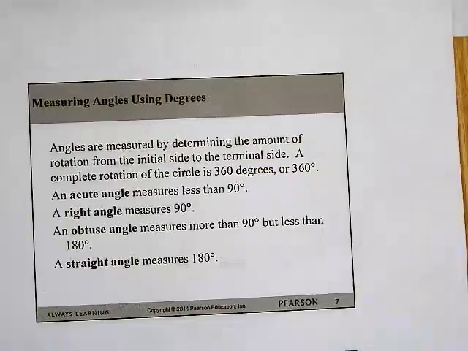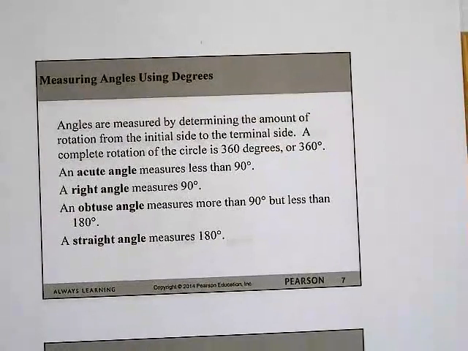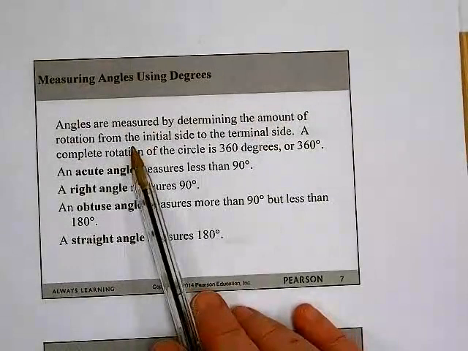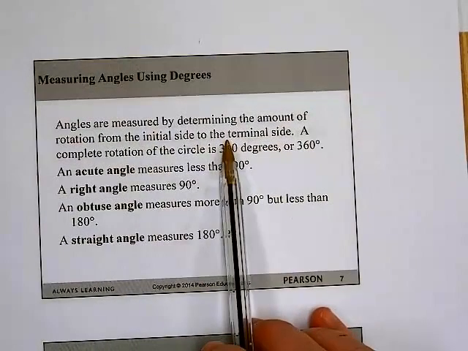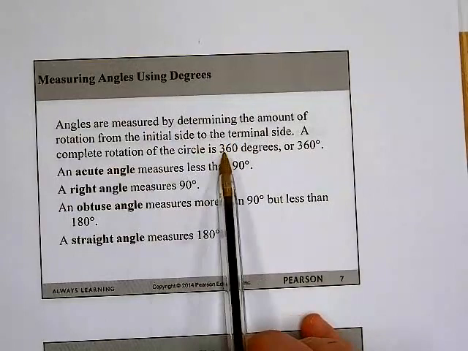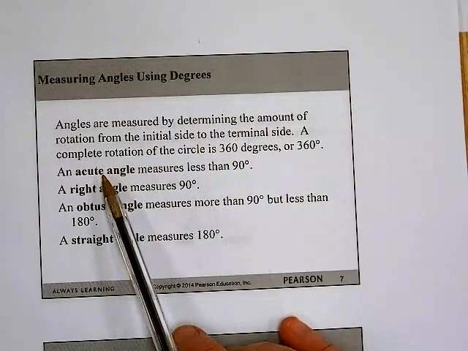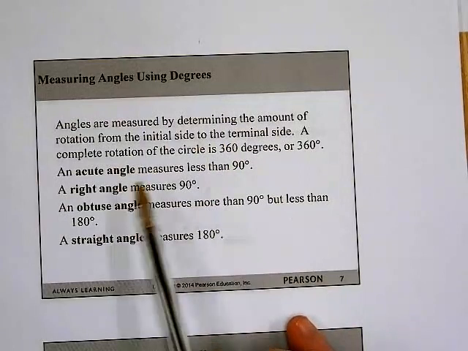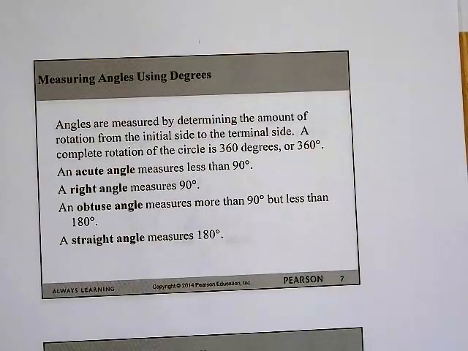Measuring angles using degrees. Angles are measured by determining the amount of rotation from the initial side to the terminal side. A complete rotation is 360 degrees. An acute angle is less than 90. A right angle is exactly 90. An obtuse angle is more than 90 but less than 180. A straight angle is 180.